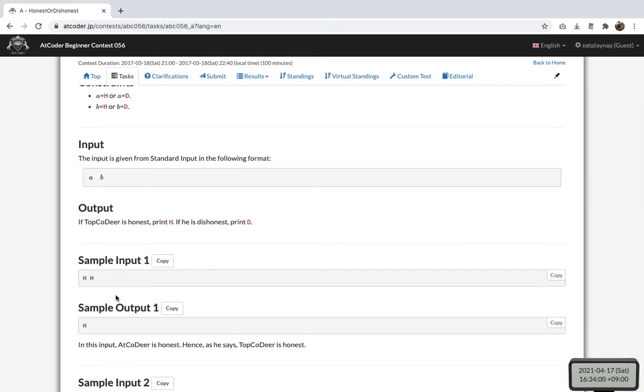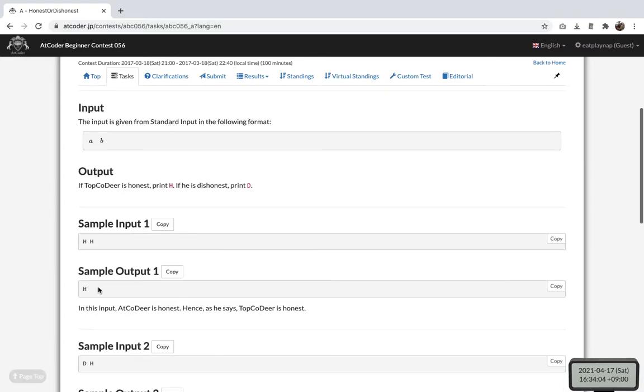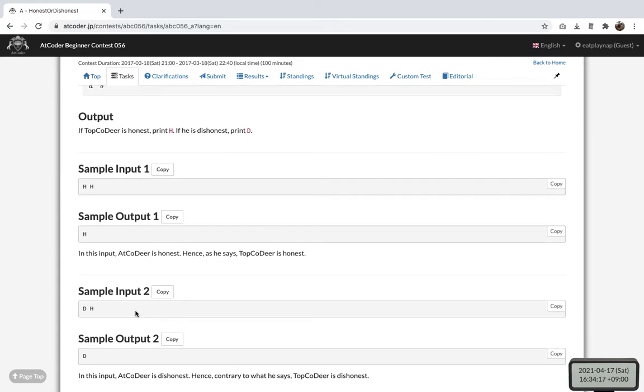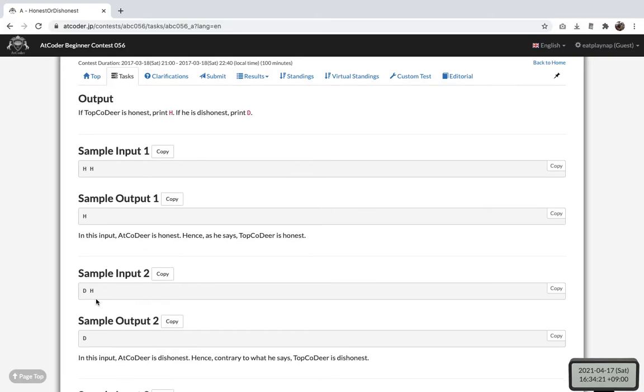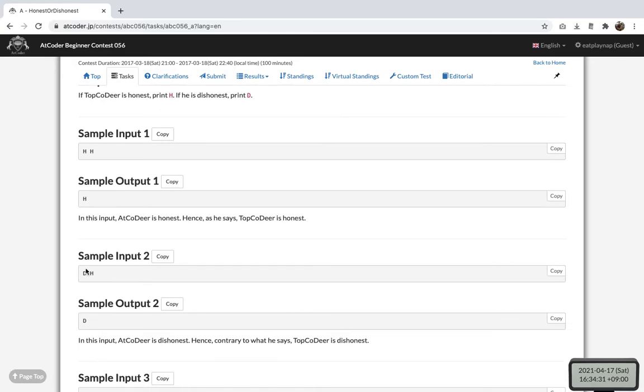Okay, the sample input is H and H, which means AtCoder is honest, picking from the first letter H. Hence, as he says, TopCoder is honest. Sample input 2 is D H. In this input, AtCoder is dishonest. Hence, contrary to what he says, TopCoder is dishonest. I see that when a dishonest person says the other person, his buddy, is honest, because he is dishonest, what he is saying is a lie. So his buddy is dishonest too, I guess.